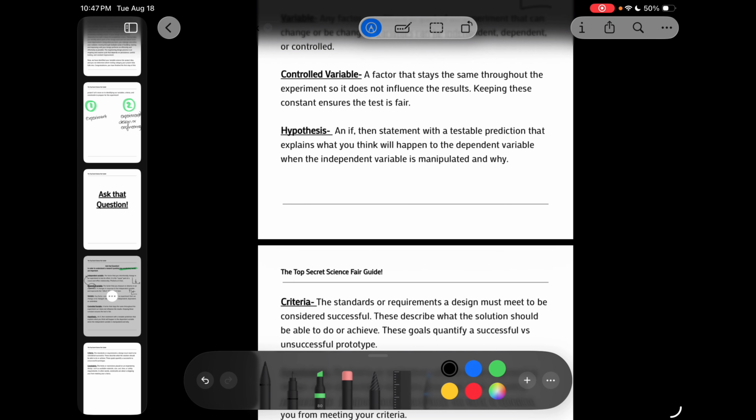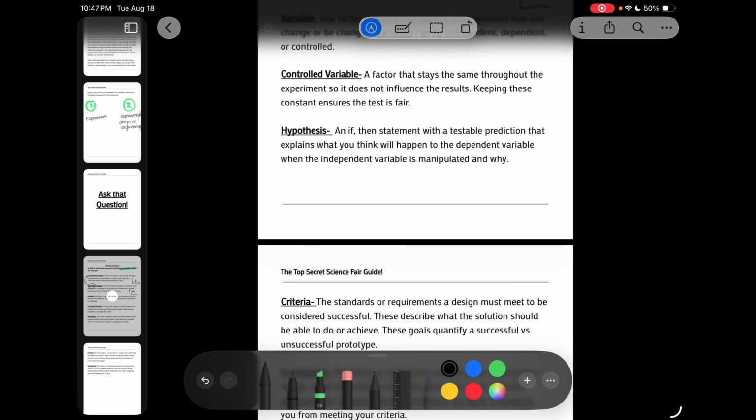The next thing is a hypothesis. A hypothesis is an if-then statement with a testable prediction that explains what you think will happen to the dependent variable when the independent variable is manipulated, and then why. So if I ask you what a hypothesis is, a lot of times the answer I get is that a hypothesis is an educated guess. And while that is not necessarily wrong, in science fair we like to quantify that a little bit more, and we refer to a hypothesis as an if-then statement.